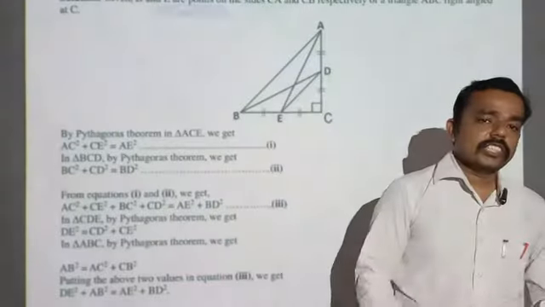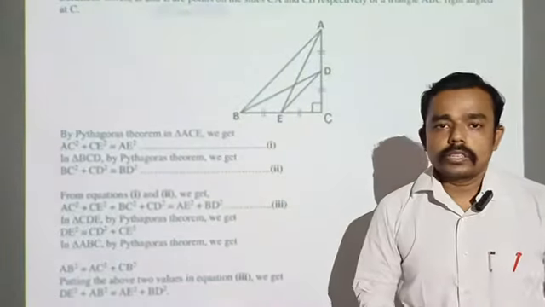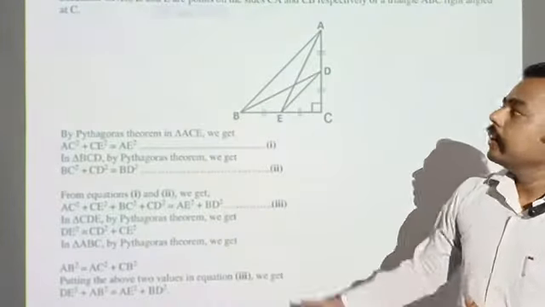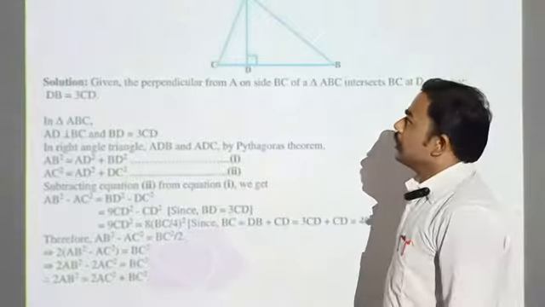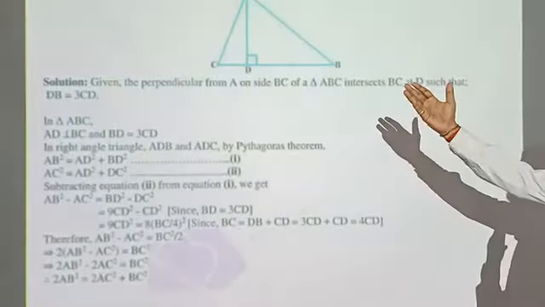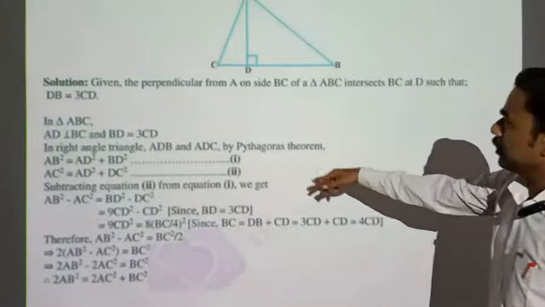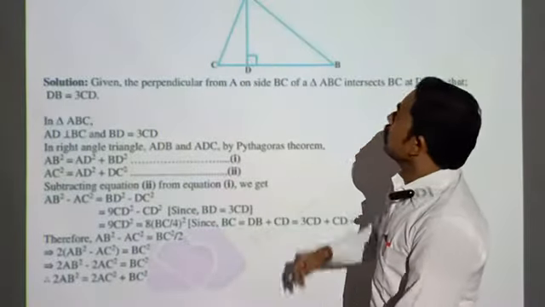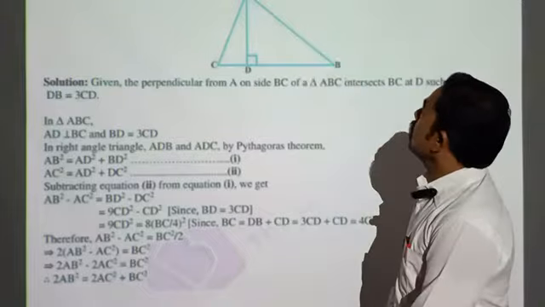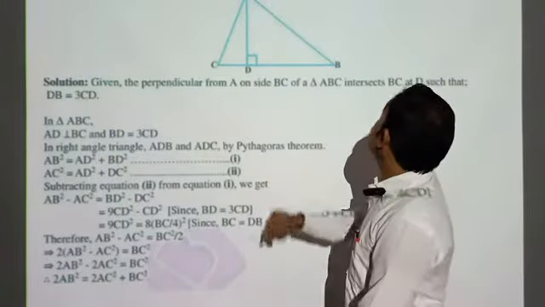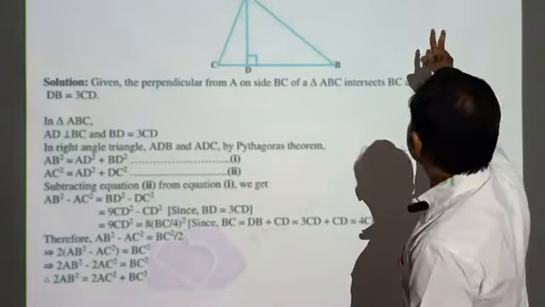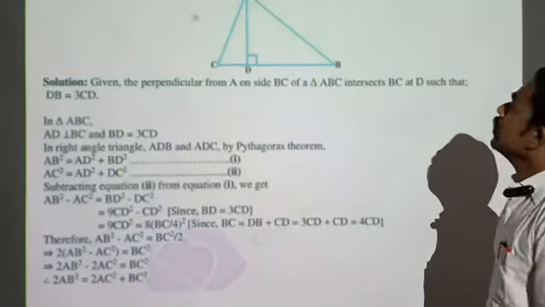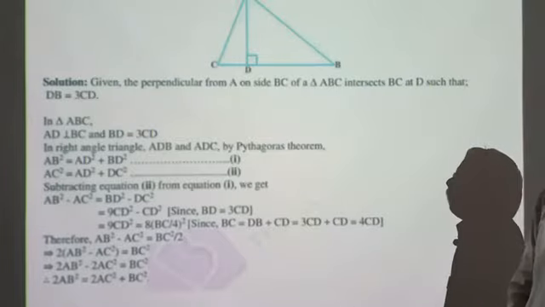So the idea is just to use the Pythagoras form of each particular triangle, compare one to another, and we can get the result. Next problem: the perpendicular from A on side BC of a triangle ABC intersects BC at D such that DB is equal to 3 times CD. Prove this.